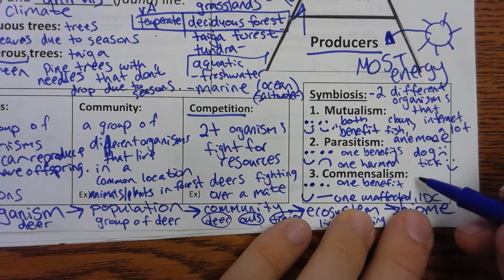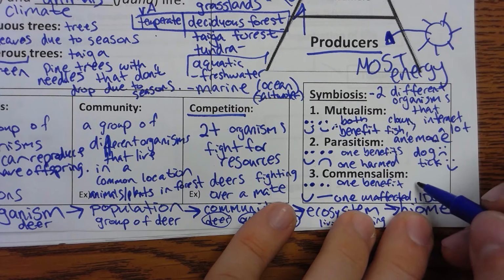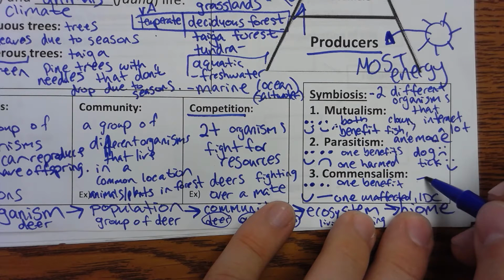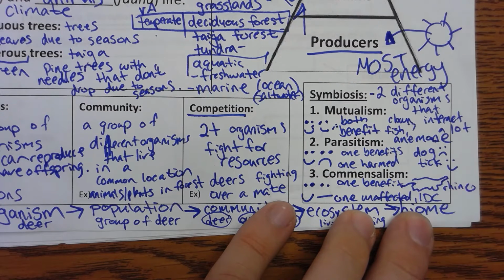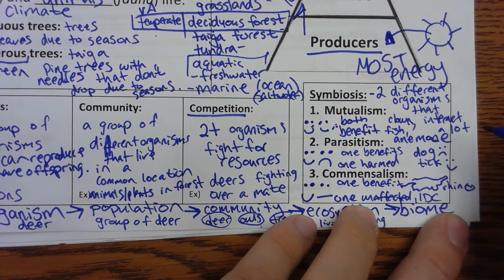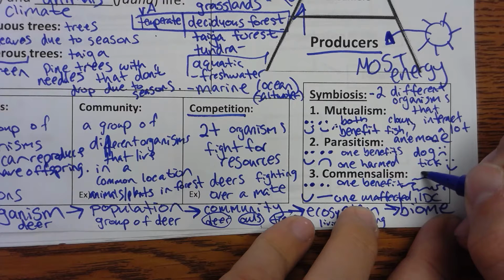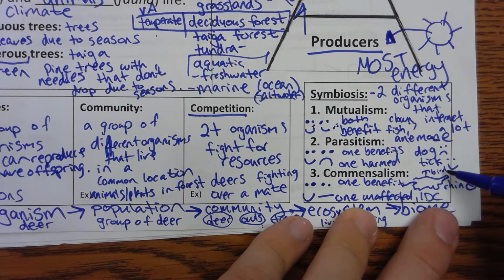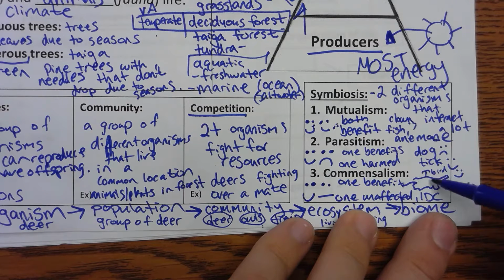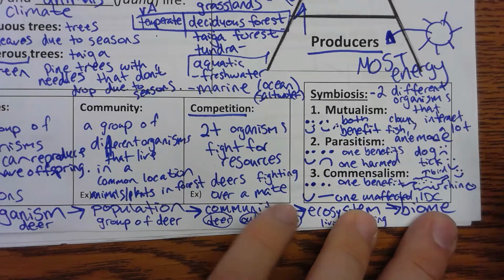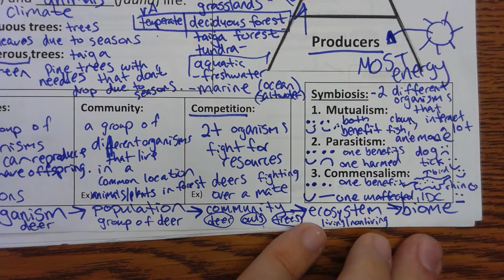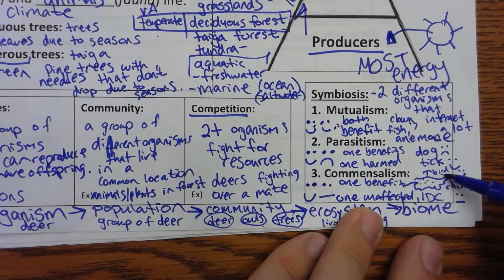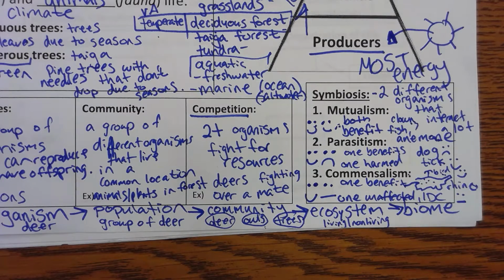An example of commensalism is, do not judge my drawing, this is an ugly drawing. This is a rhino, okay? Those rhinos that live in the grasslands, they have birds sitting on the top of them, okay? The bird is happy because it's eating the insects off the rhino. The rhino is unaffected. He doesn't care that the bird is there. So this is an example of commensalism. One is happy, one is benefiting, and one is unaffected. Okay? Alright.